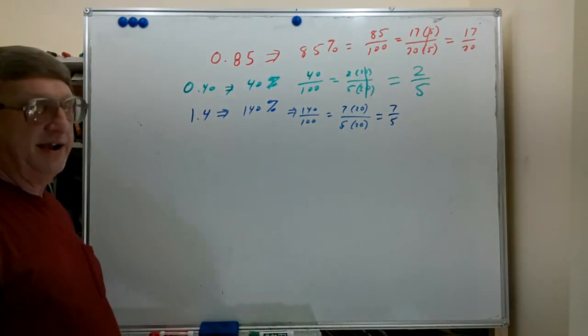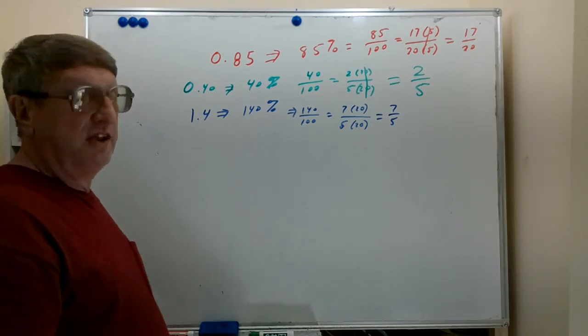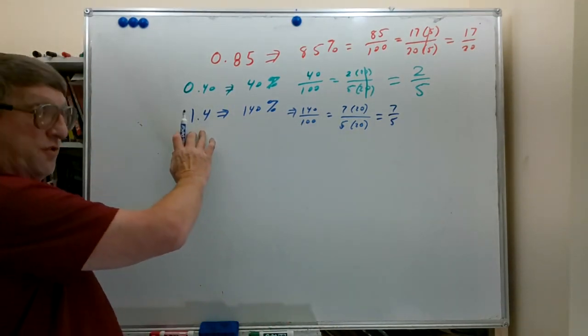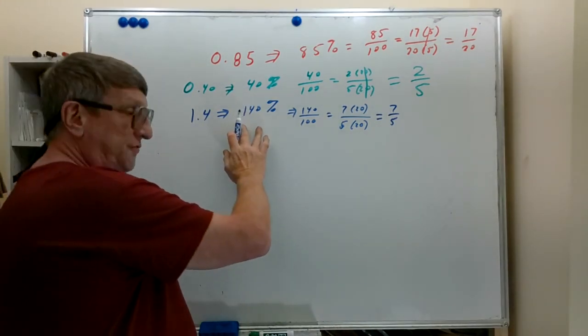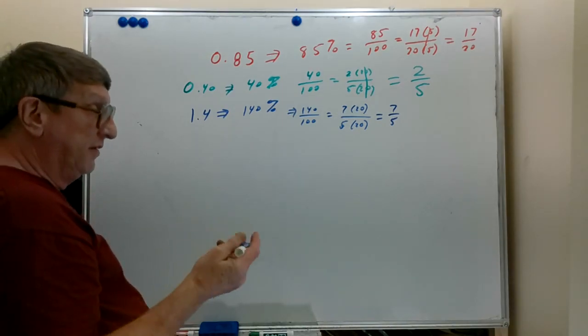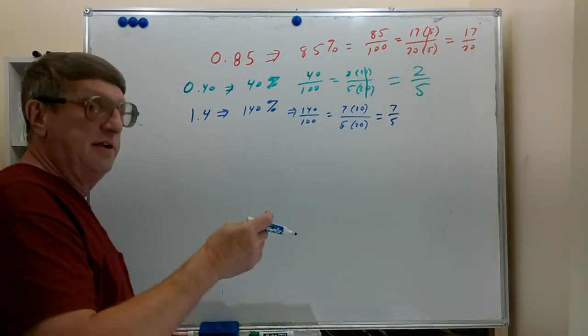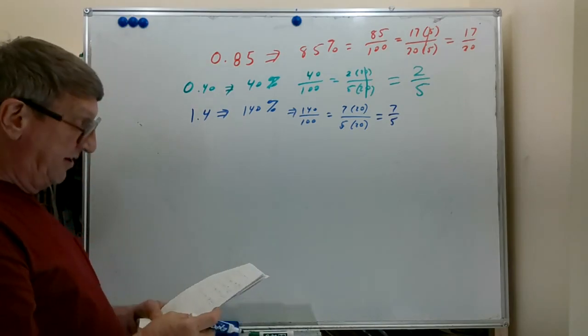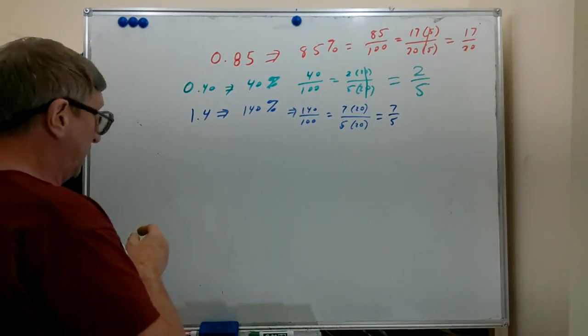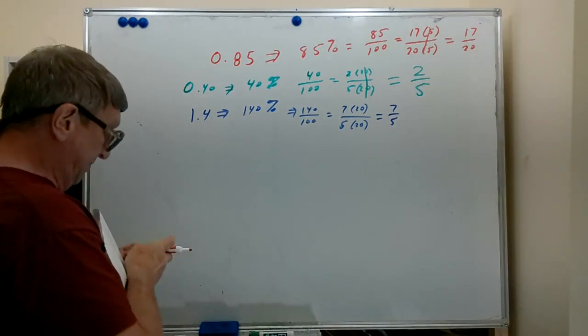Really, an improper fraction is just a fraction whose equivalent value is greater than 1. And you can see that 1.4 is greater than 1, and 140% is greater than 1, because 100% is 1, and any percent greater than 100 is greater than 1. So we're going to do one more of these type of problems.